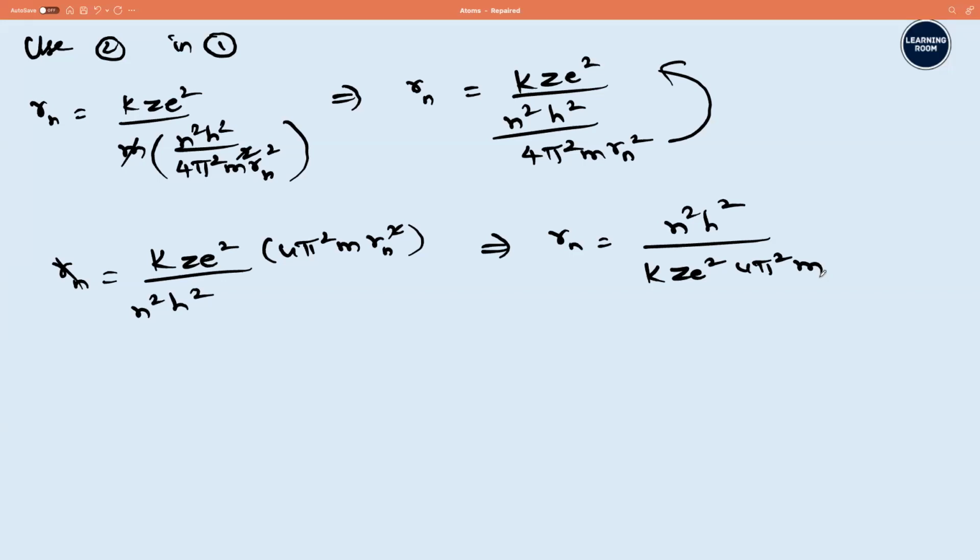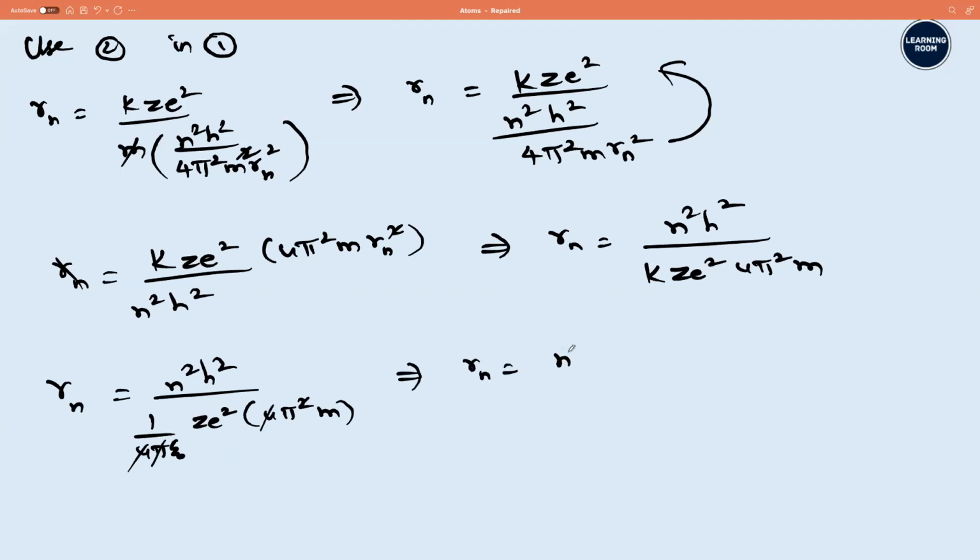Is it clear? So Rn will be equal to n square h square divided by k. I can write it as 1 divided by 4 pi epsilon naught into Z e square into 4 pi square m. So 4 and 4 are gone, pi and pi are gone, which implies Rn will be equal to n square h square epsilon naught divided by m Z e square into pi.